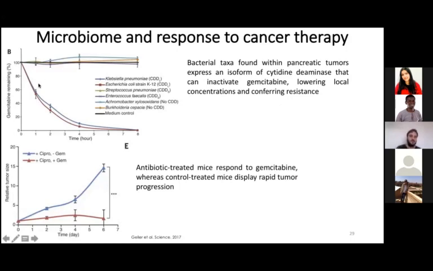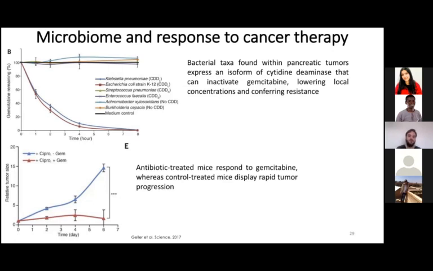And basically here, what they show is, along the time, how much of this particular chemotherapeutic drug remained. If you look, there were some species, such as this Acromycobacter and this Escherichia coli strain, where the amount of this chemotherapeutic drug that remained decreased a lot, whereas some other species actually maintained the percentage of this drug. And then here they also show that antibiotic-treated mice respond to this particular chemotherapeutic drug.